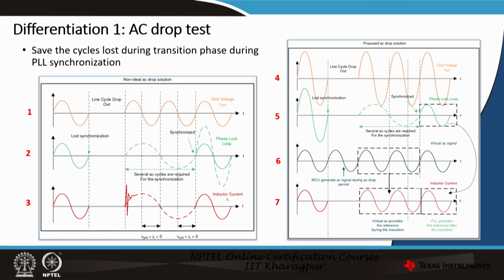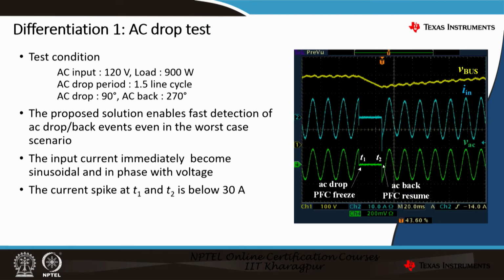Now this result has been tested, and the test results are shown here. The test condition was that the AC input provided was 120 volts, the load was kept around 900 watts, the AC drop period was 1.5 line cycles, and the AC drop was started at 90 degrees, that is at the peak of the sine wave, and it was brought back at 270 degrees, that is again the worst case scenario. The proposed solution, as shown here, enables fast detection of AC dropback events even in the worst case scenarios, and the input current immediately becomes sinusoidal and in phase with the voltage.